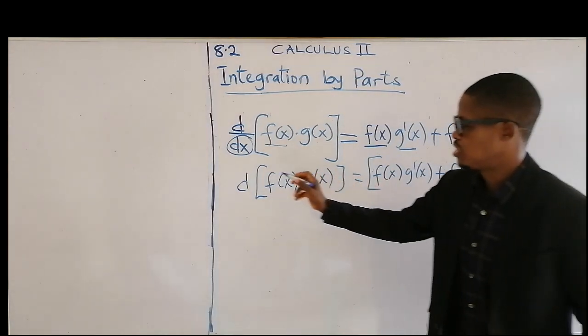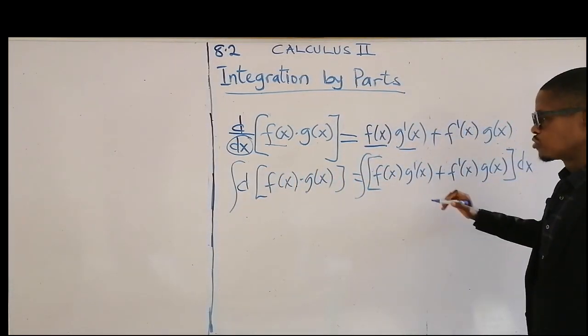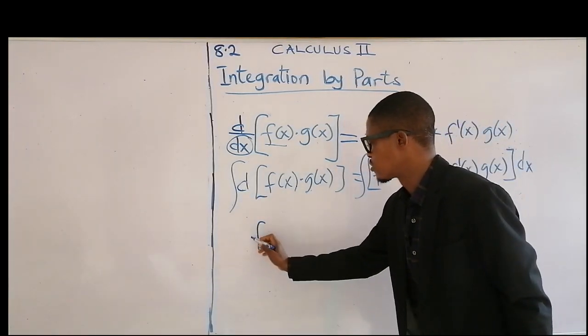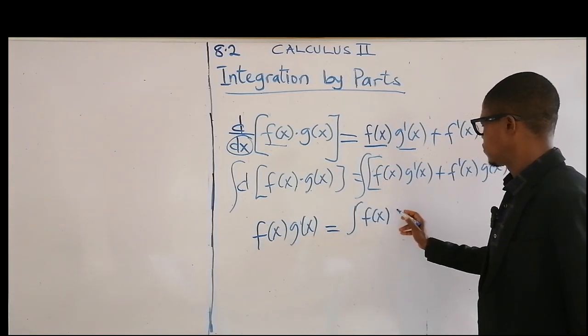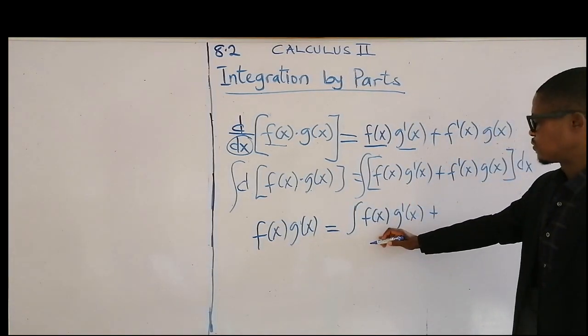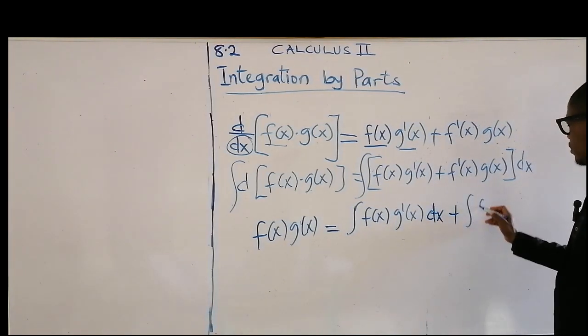Then the next thing to do is to integrate both sides of the equation. When we do that, the integral of d of the function will give us that function, equal to the integral of this. Then we can open this bracket, which will be equal to the integral of this function dx, plus the integral of this function.